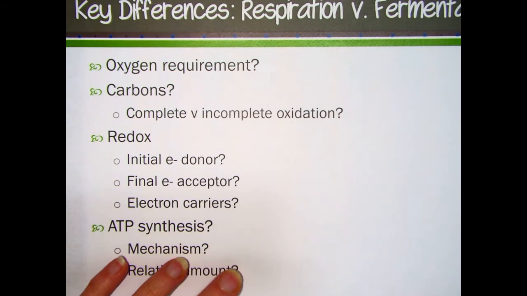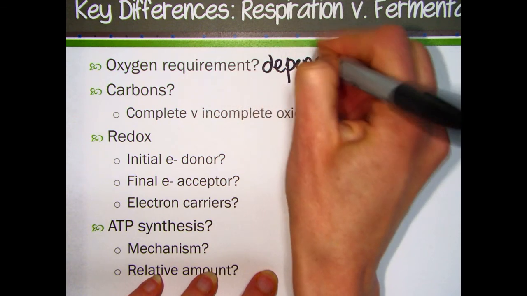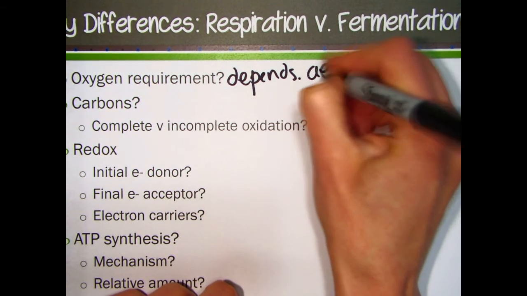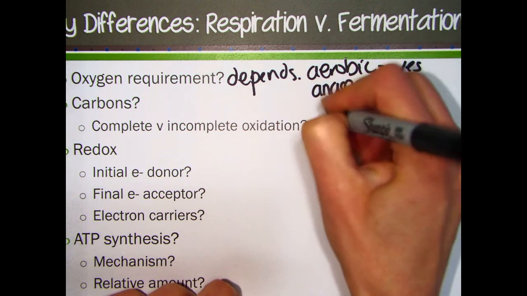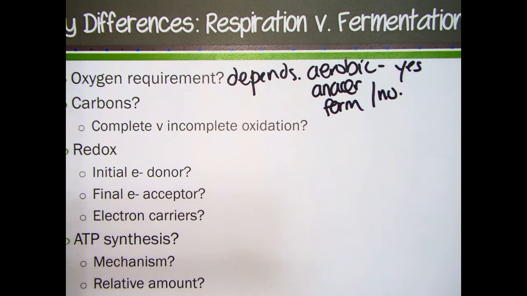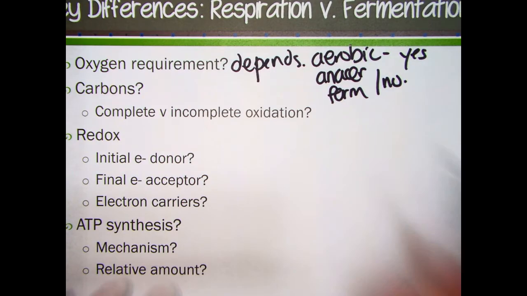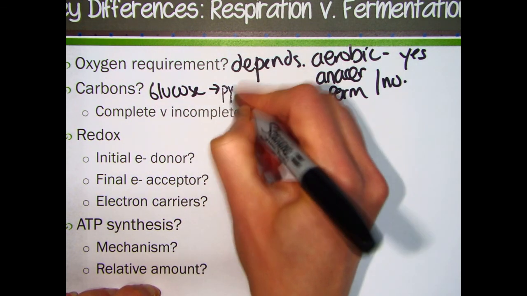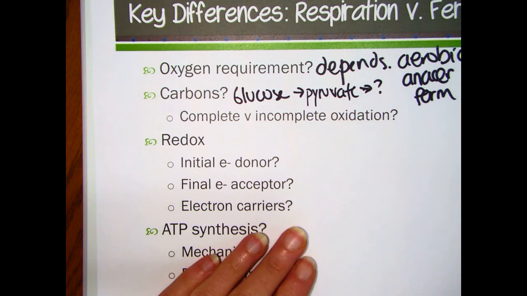Okay, so key differences between respiration and fermentation. Is oxygen required? Well, this is going to depend. If it is aerobic respiration, then yes. If it's anaerobic respiration or fermentation, then no. So it's just going to depend. What is happening with the carbons? We have so far only talked about glucose, so we're going to go from glucose to pyruvate to something. Let me see, I can write over here.